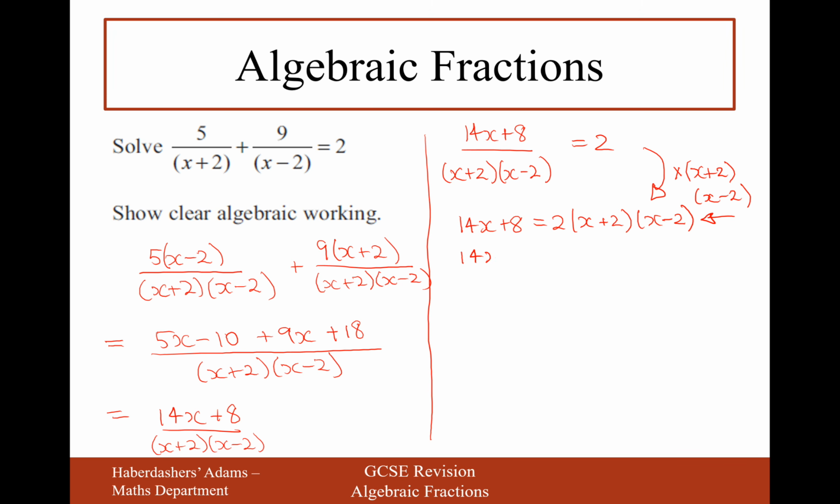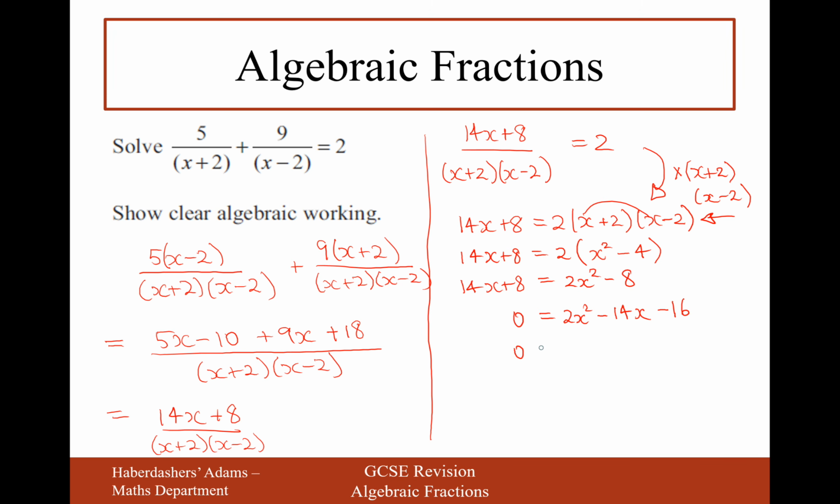So I'll just do that on the right hand side first. If I expand the brackets, it's going to give me x squared minus 2x plus 2x, so the x's will cancel and then it'll be minus 4. And the next thing I need to do is expand the 2, and that will give me 2x squared minus 8. Okay, let's move everything onto the same side now, so it'll be 2x squared minus 14x. And if I take away the 8 as well, that'll give me minus 16.